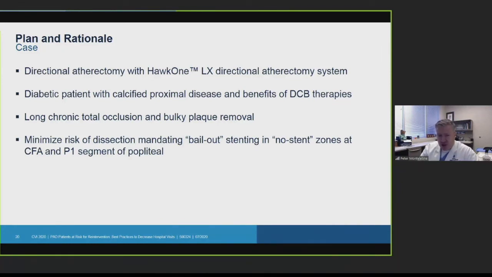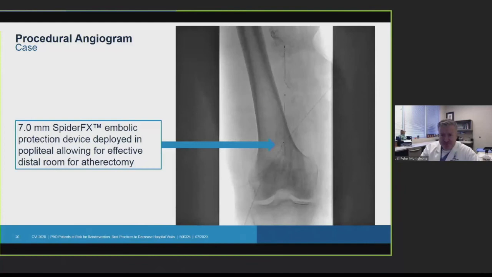We were treating a long chronic total occlusion. We aimed for bulky plaque removal. And in addition to accruing these benefits, we were also particularly thoughtful about the territories that we were working. So we wanted to minimize risks of bailout stenting in classic no stent zones in the common femoral as well as the popliteal, thus allowing us to apply drug-coated therapies with decreased risk of dissection.